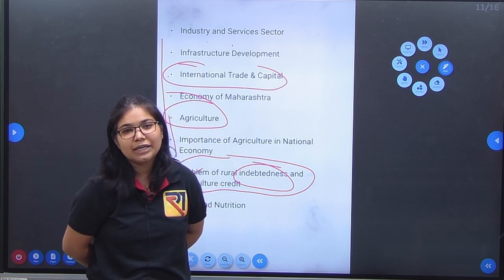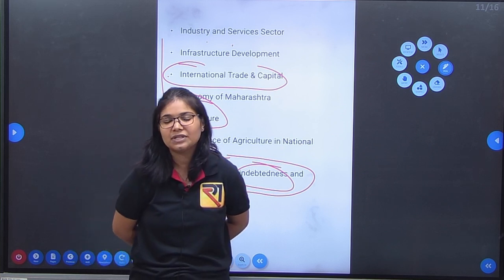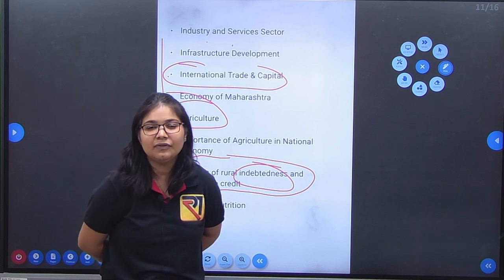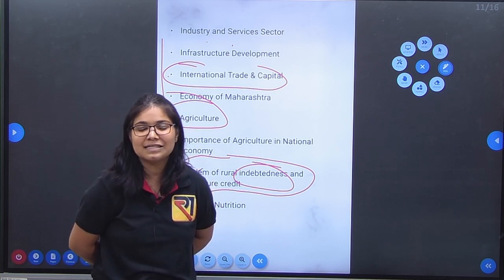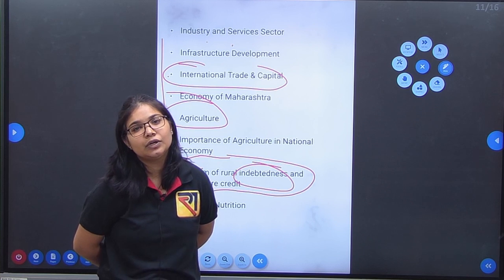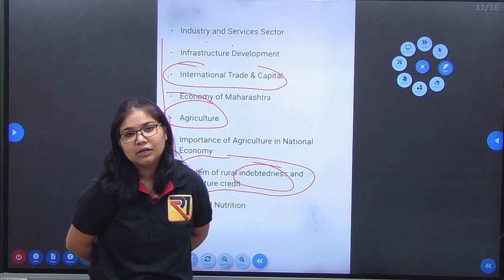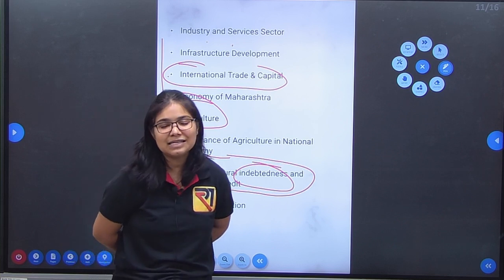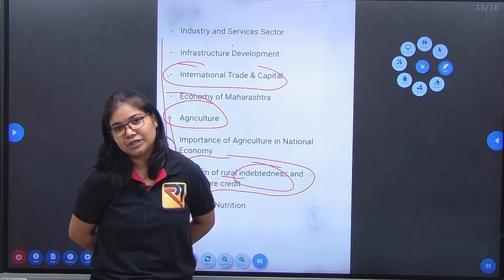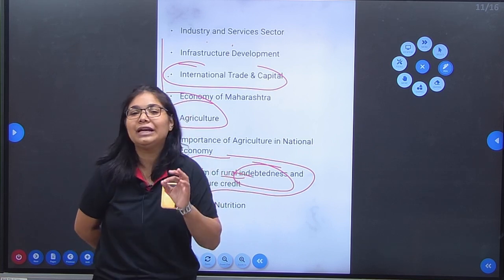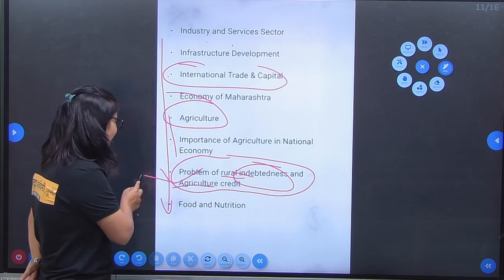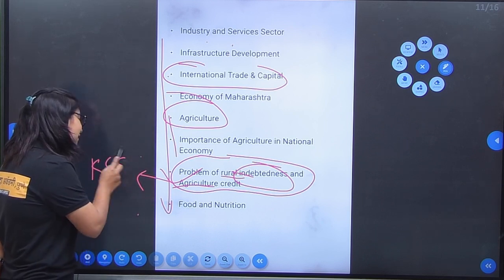One major reason is not getting financial resources from the state. The institutions which provide credit to the farmer are not accessible, or there is a lack of information regarding institutional credit to the farmer at the ground level. Due to this, there are instances of rural indebtedness which leads to farmer suicide. So we have to discuss the phenomenon of rural indebtedness, and then agriculture credit. In the prelims section, I discussed the Kisan Credit Card scheme.